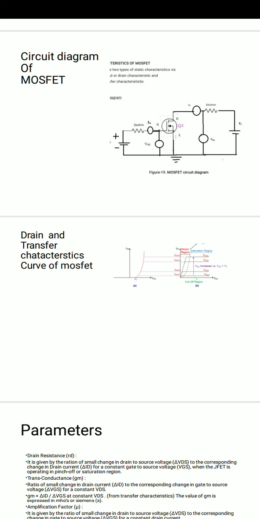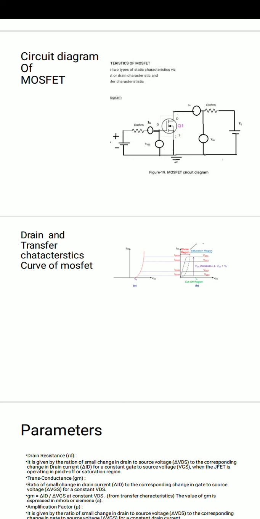Now I will discuss the circuit diagram of MOSFET. Here this is the supply voltage VGG. This is 1 kilo ohms. This is IG, the gate current. This is VGS, gate to source voltage. This is ID, drain current. This is VDS, that is drain to source voltage. This is VDD, drain supply voltage.